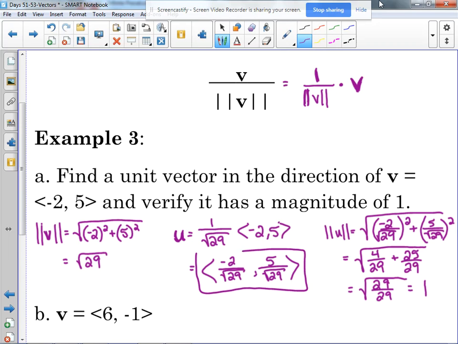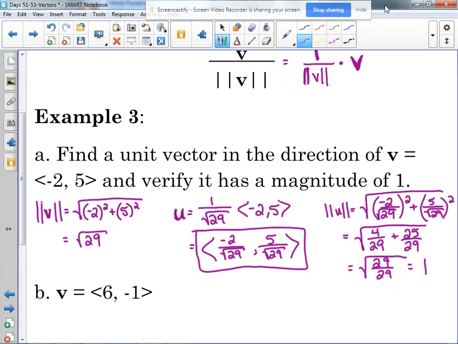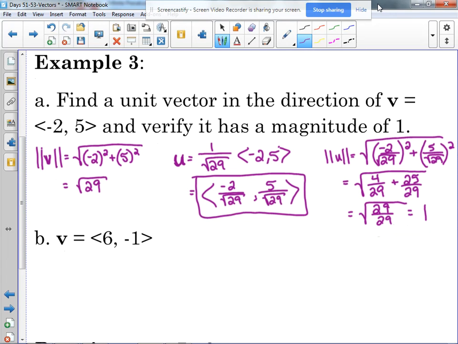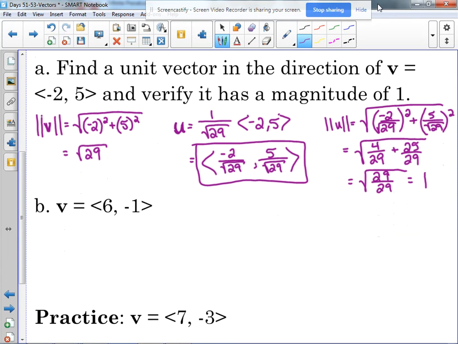So this is the unit vector. Rarely are they nice, pretty numbers. Usually there's going to be a square root involved. And we're just going to leave it. We're going to leave it unrationalized here. Okay, let's do another one.